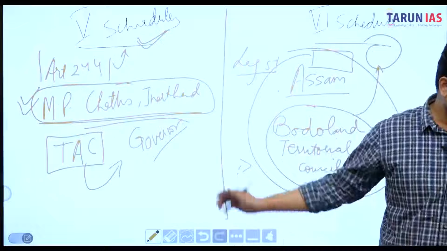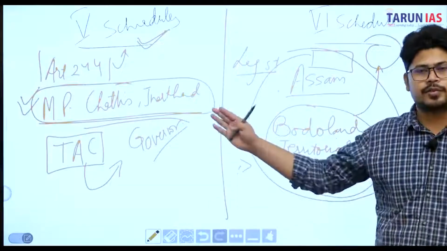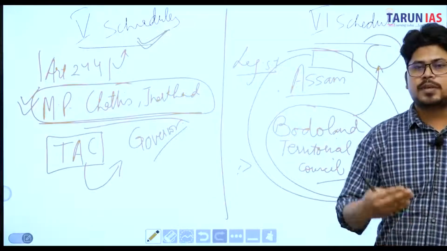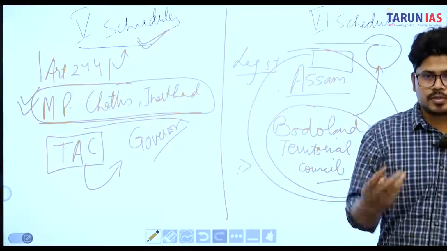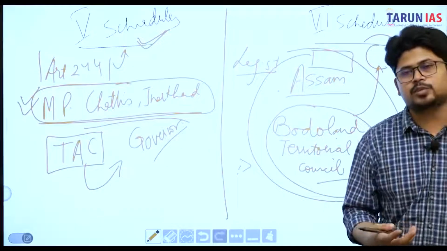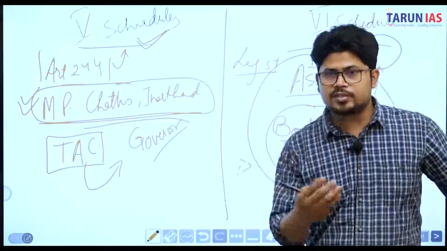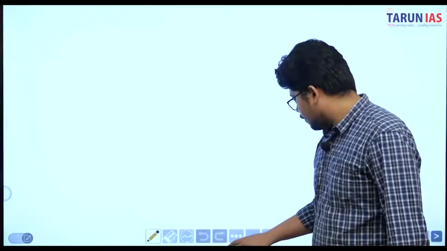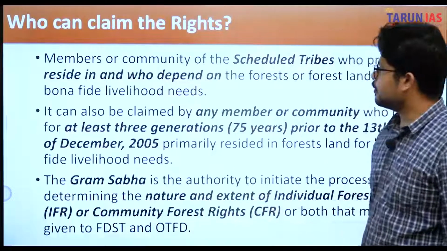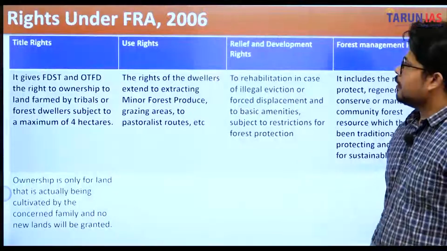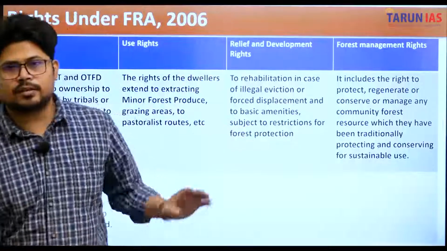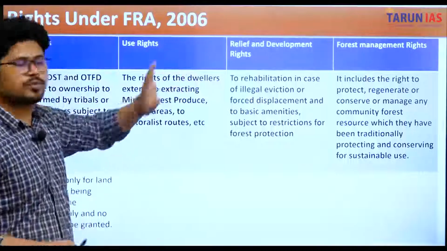Okay, so I hope you understood the fundamental difference between the Fifth Schedule and the Sixth Schedule, and how the Constitution provides for specific autonomous rights and other specific rights to these communities who are traditionally dwelling in these forests. Okay, now back to our lecture. फिर क्या हुआ? In 2006, this Forest Rights Act 2006 came.